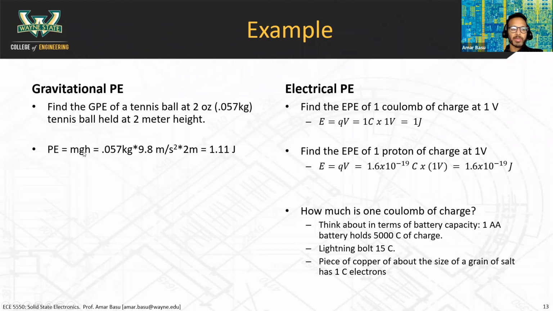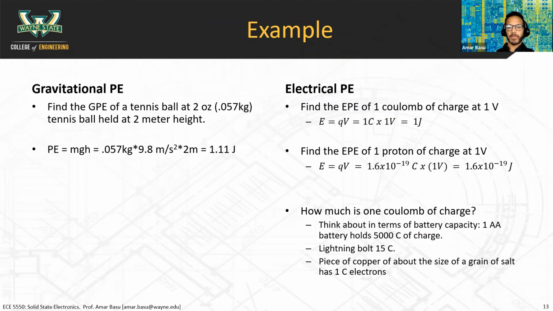The mass times the gravitational constant times the height. So this is the mass of the tennis ball, 0.057 kg, times 9.8 meters per second squared, that's the gravitational constant on Earth, and then the height is 2 meters. So we can calculate here that it's 1.11 joules. A couple things to note. Remember, we're using the MKS system here, meters, kilograms, seconds. So the mass is in kilograms, acceleration is in meters per second squared, and distance is in meters. The unit for energy in the MKS system is joules. So this contains 1.1 joules of energy.